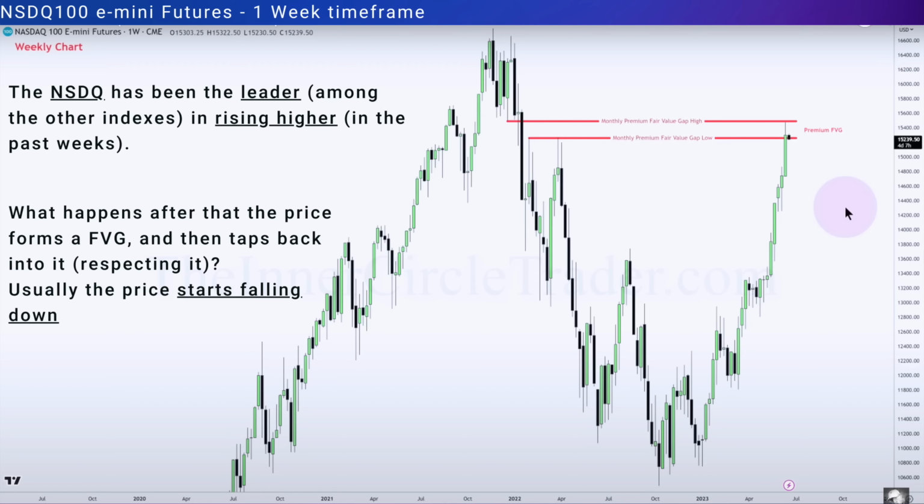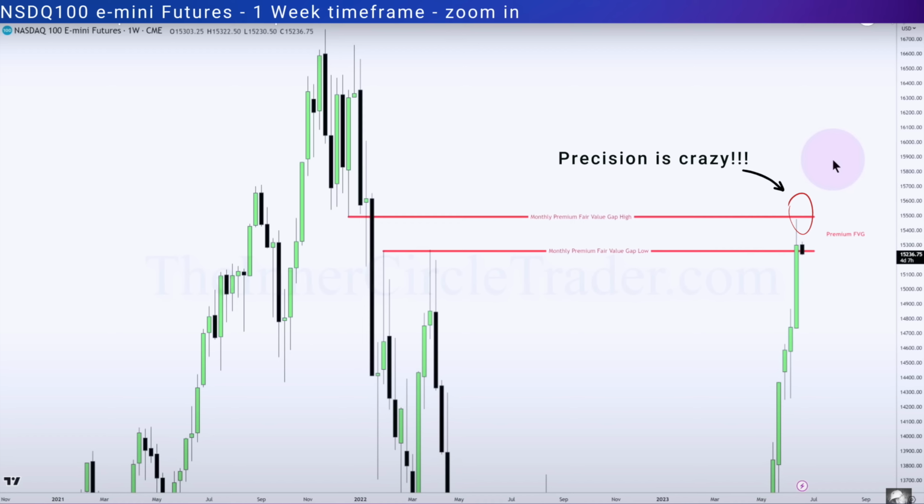ICT tells us that the Nasdaq has been the leader compared to other indexes in rising higher in the past weeks. What happens after the price forms a fair value gap and then taps back into it by respecting it? Well, usually the price starts falling down, starts going away from that fair value gap that it just tapped back into. I just want to highlight it here and zoom in a second, guys. Look at the precision with which the price taps back into that fair value gap and then still keeps respecting it on a 1 week time frame. It is really impressive.